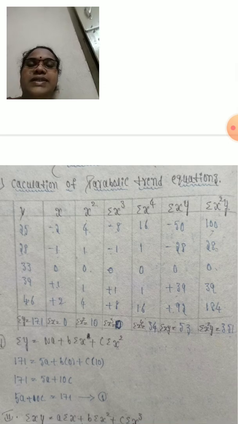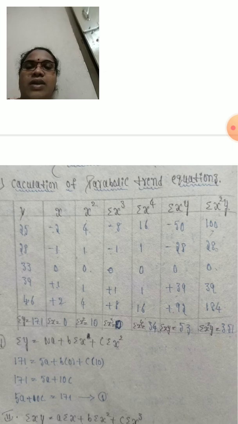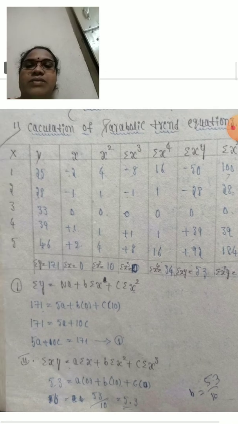So next is sigma x square y. X square into y: 25 into 4, 100; 28 into 1, 28; 33 into 0, 0; 39 into 1, 39; 46 into 4, 184. Here the total of sigma x square y equals 351. Now the first equation.